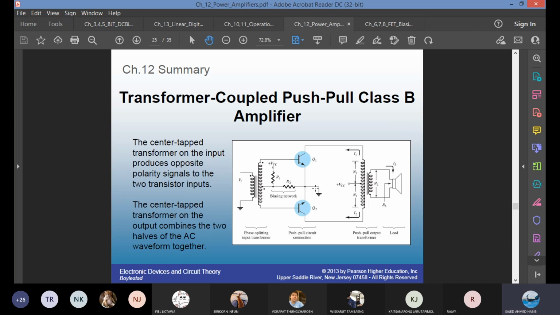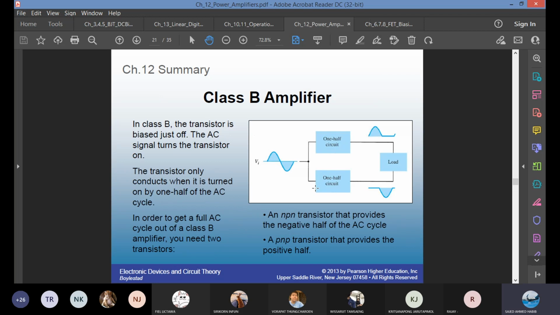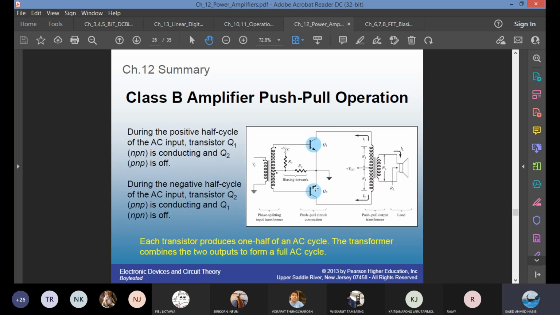There were some mistakes in the slide. It was saying that one is PNP and the other one is NPN. That is only for the case of quasi-complementary connection, which we did not study. We studied the transformer coupled push-pull. Both of them are NPN. This slide had a mistake I mentioned to you.